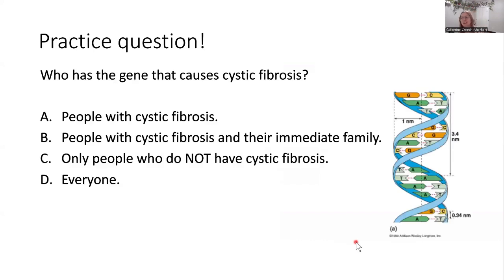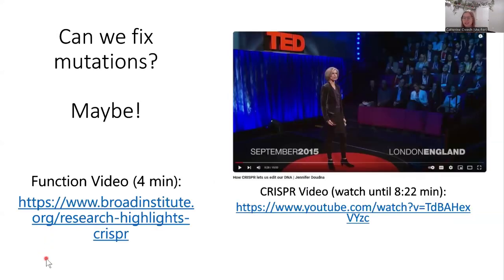Who has a gene that causes cystic fibrosis? The answer is everyone. We all have the gene. It's whether or not the gene is mutated, leading to the disorder. Can we fix genes? Maybe. It's really cool to see the biotechnology that's coming out in the last decade. I want you to watch these two videos about CRISPR.